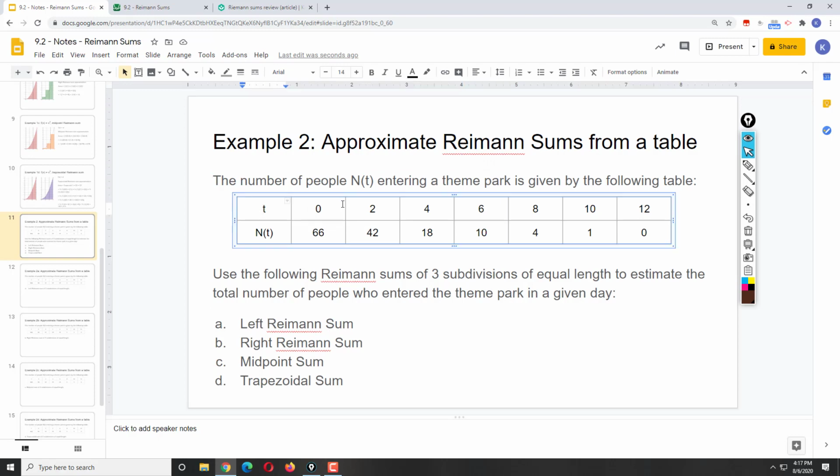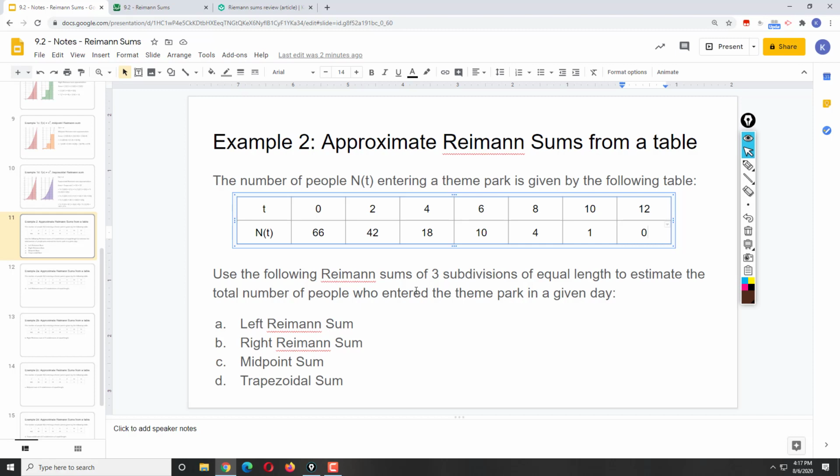When t is 0, the number of people is 66. When t is 2, it is 42. When t is 4, n of t is 18. When t is 6, n of t is 10. When t equals 8, n of 8 equals 4. When t is 10, n of 10 equals 1. When t is 12, n of 12 equals 0.